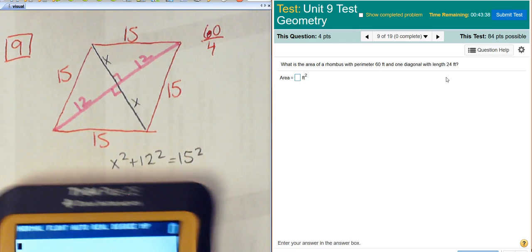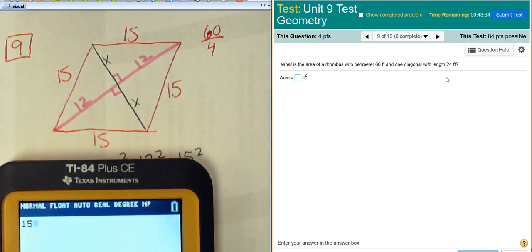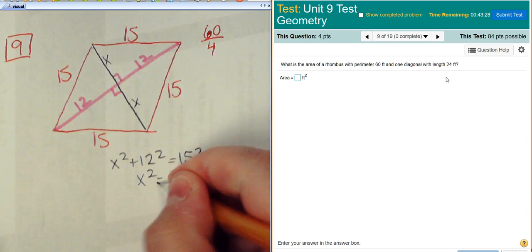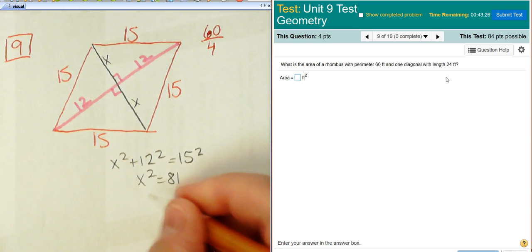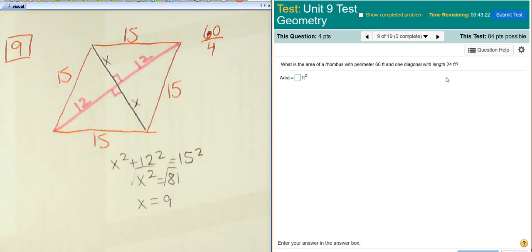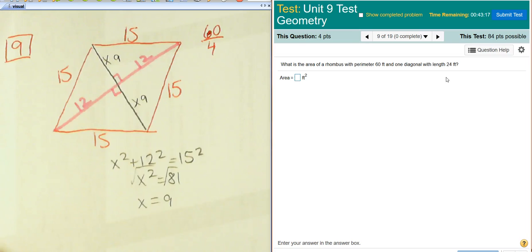So let me just grab my calculator here real quick and see if I can get it on the screen. So I'm going to do 15 squared minus 12 squared, which is 81. So I'm going to get x squared is equal to 81. You guys hopefully know this. This is a nice number. X is going to be 9. Okay, now, back in my picture, this is 9 and 9.